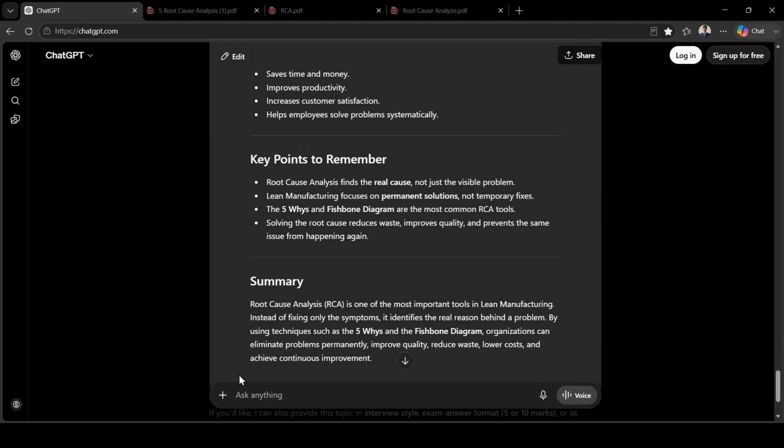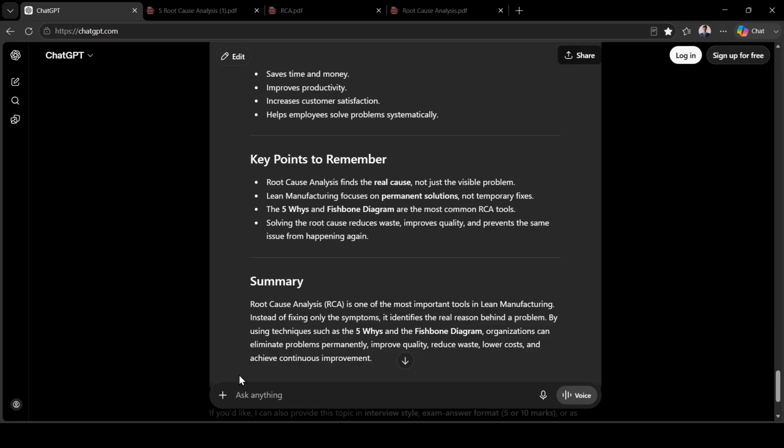Key points to remember: root cause analysis finds the real cause, not just the visible problems. Lean manufacturing focuses on the permanent solution, not temporary fixes. The 5 Whys and fishbone diagram are the most important common root cause analysis tools. Solving the root causes reduces waste, improves quality, and prevents the same issue from happening again.